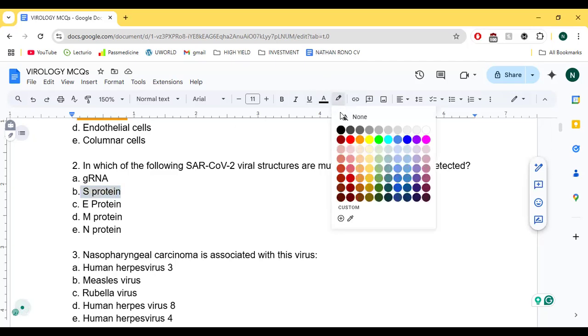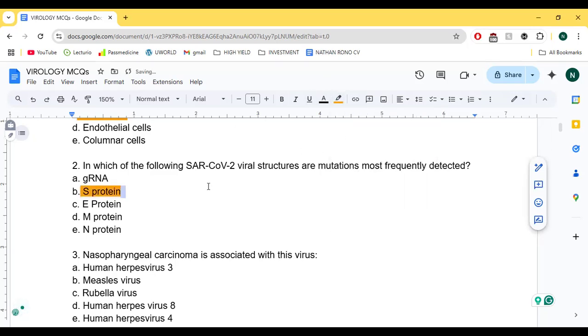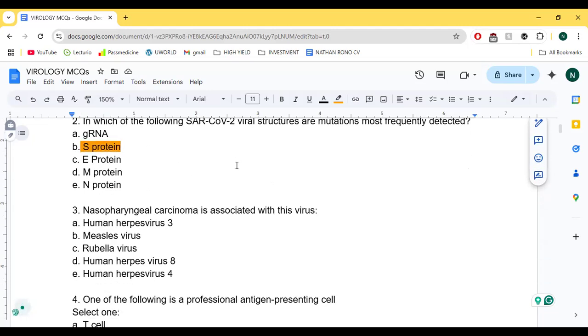So it's B. We haven't done coronavirus with you guys, but I've been told you've done it in class. So remember the S protein, which is called the spike protein. It's the one that interacts with the ACE2 receptor on the human cells. So that is where we're going to have the mutations that occur. Remember the mutations at that time, we had the Omicron virus, the Delta variant, okay? So this one was direct.